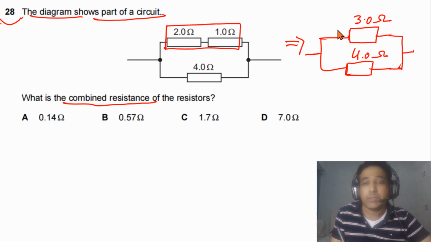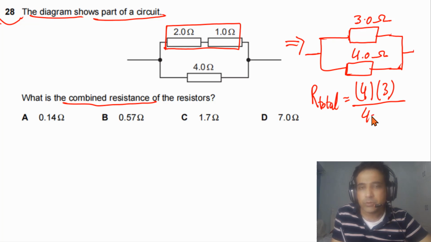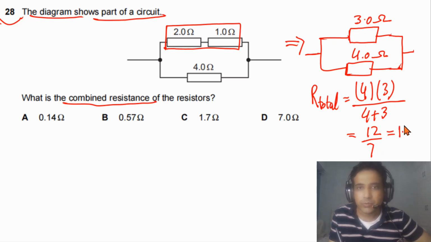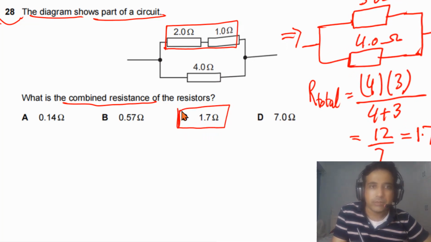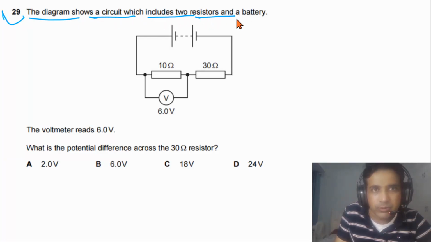Now these two resistors are connected in parallel, so we can find R total. This will be equal to the product of these two resistances, meaning you have to multiply, then divide by the sum of these two resistances. So we have 4 times 3, which is equal to 12, divided by 7. If we solve this, our answer will be equal to 1.7 ohms. So the answer for this question is C.